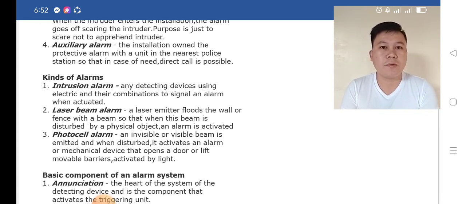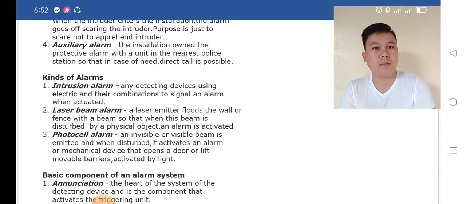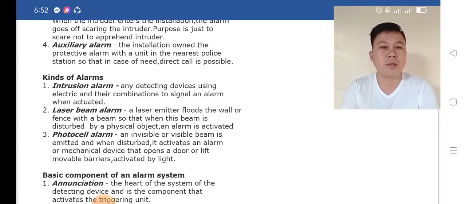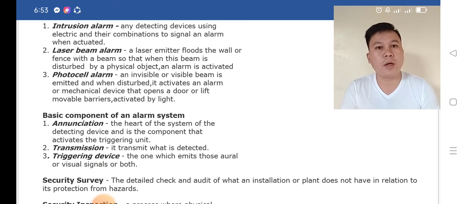Okay, number 3 is photocell alarm. An invisible or visible beam is emitted and when disturbed, it activates an alarm or mechanical device that opens a door or lifts movable barriers activated by light. So, dito naman is a photocell which using ang nagpapa-activate is ang light. To be able for you to have a good retention, you must have keywords for these kinds of alarms.